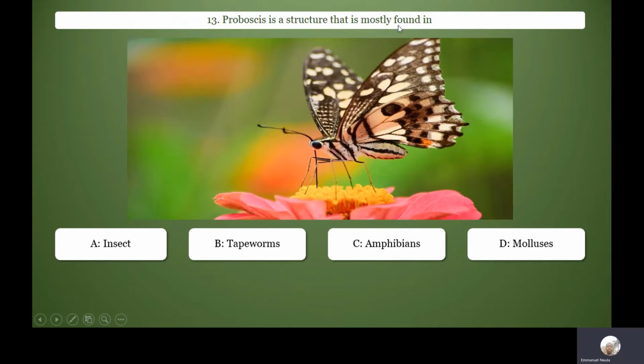Proboscis is a structure that is mostly found in insects. In insects, you can see their proboscis, and the proboscis of this butterfly, you can see it. They use it to suck nectar. In that of mosquitoes, they use it to suck blood, the female Anopheles mosquito. So proboscis is found in insects.